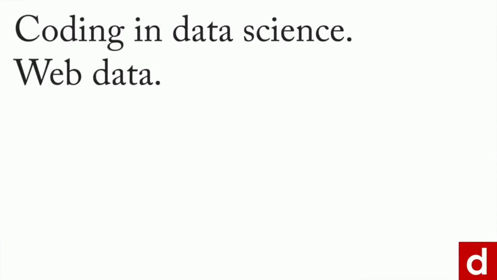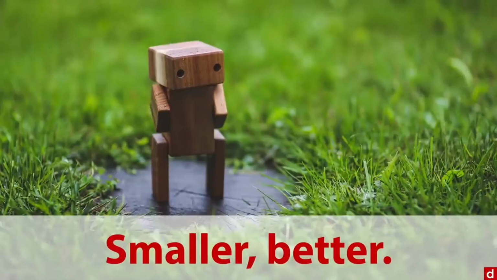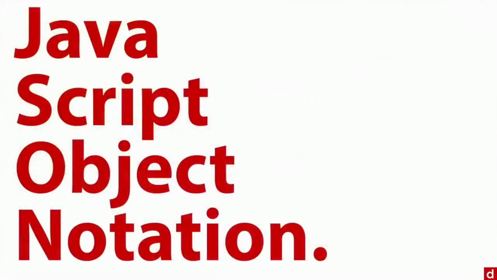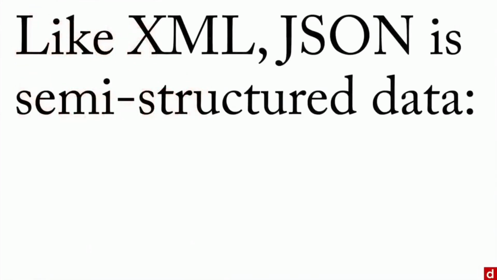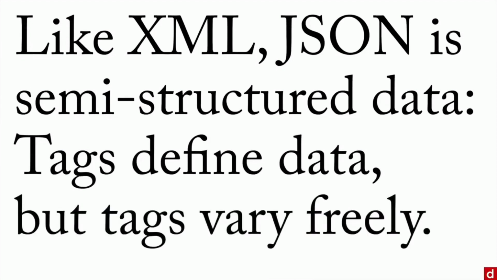The last thing I want to mention about coding in data science and web data is something called JSON. And I like to think of it as a version of smaller is better. Now, what JSON stands for is JavaScript Object Notation, although JavaScript is supposed to be one word. And what it is that, like XML, JSON is semi-structured data. That is, you have tags that define the data so the computer knows what each piece of information is. But like XML, the tags can vary freely. And so there's a lot in common between XML and JSON.